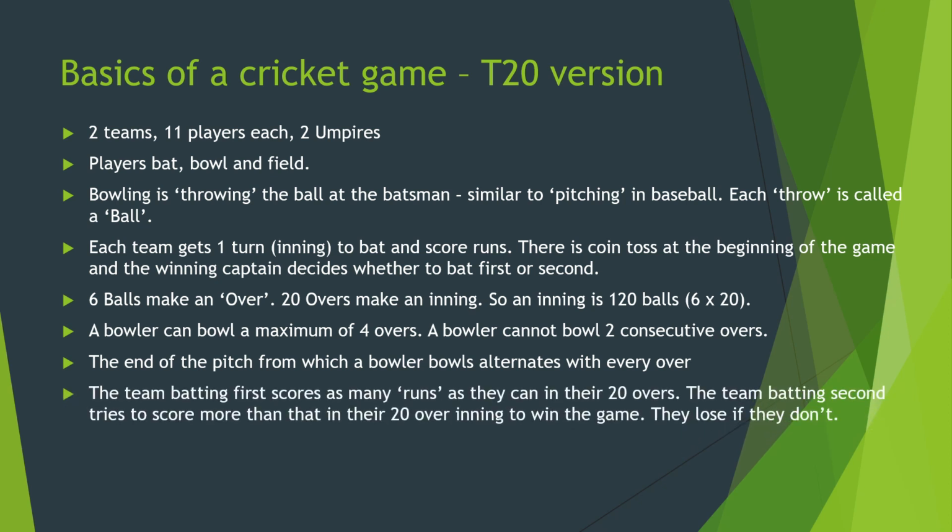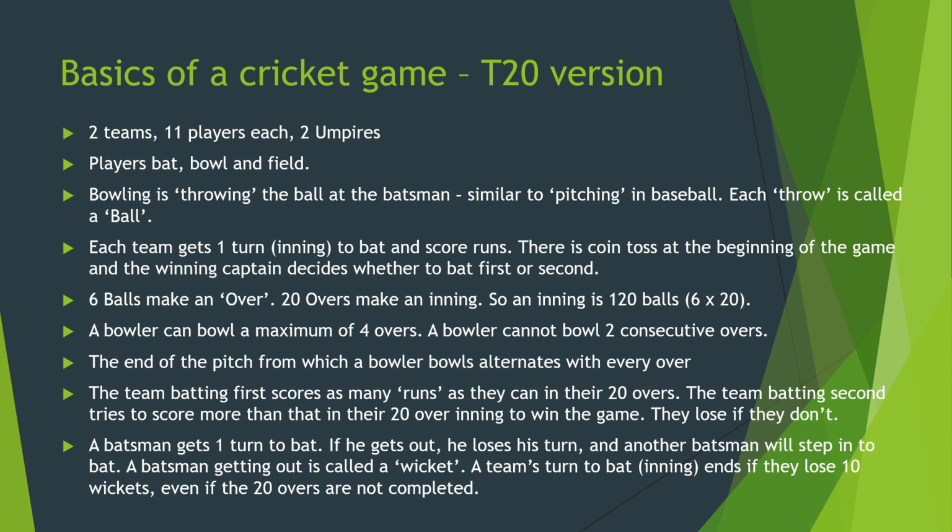So the team batting first is going to try to score as many runs as they can in their 20 overs, and the team batting second is going to try to score more in their inning of 20 overs to win the game. If they don't, they lose.